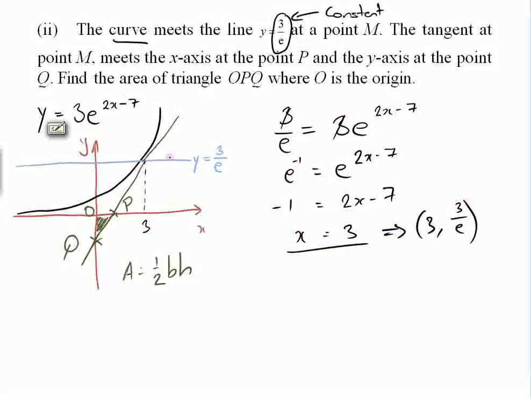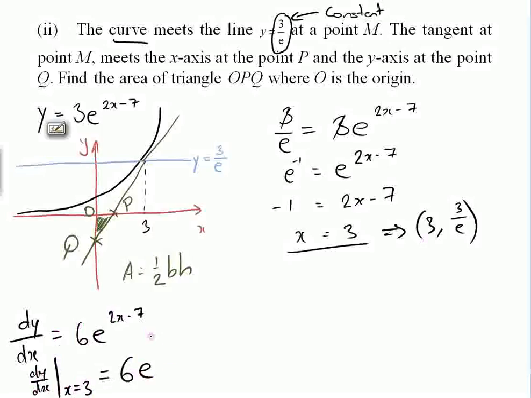Now I need my gradient. So again, I'm going to differentiate, and if you remember from the last part, the derivative of this is equal to 6e to the 2x minus 7. So if I evaluate dy by dx at x equals 3, which is what we've got, what do I get? I get 6e to the power of 2 times 3 minus 7, which is 6 minus 7, so negative 1. So this is actually 6 over e. Interesting.